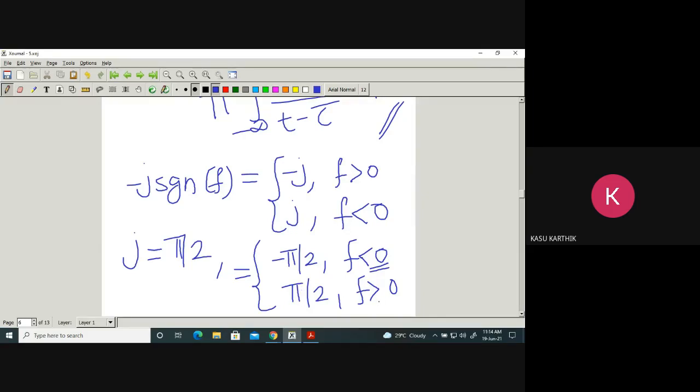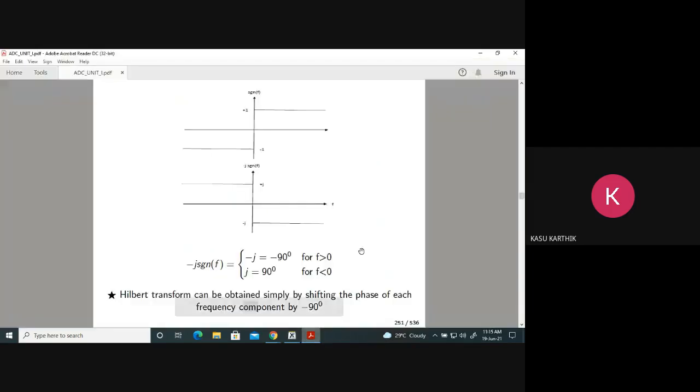Sorry, did I make any mistake? Minus j for positive frequencies, j for negative frequencies. Correct? Okay. Minus pi by 2 for positive frequencies, pi by 2 for negative frequencies.